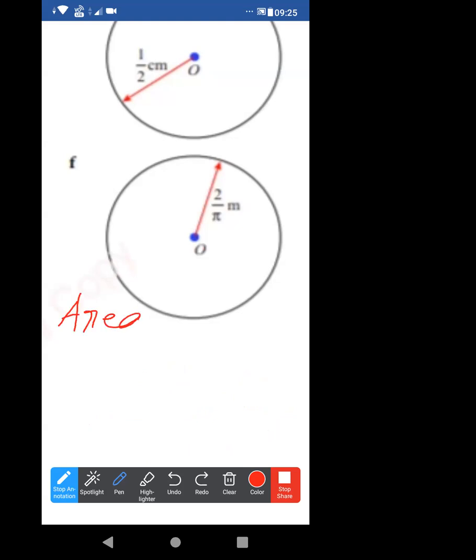Now area. Area is equal to what? Pi r square. Not 2 pi r square, 2 pi r is circumference. In case of area, it is pi r square. Pi into r means what? 2 by pi, whole square of this. The unit will be meter square.